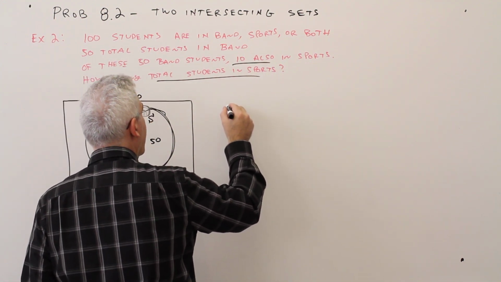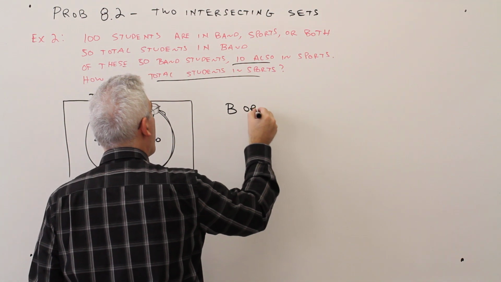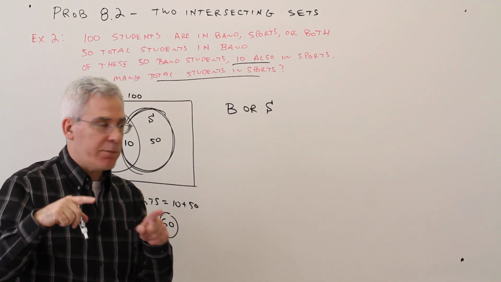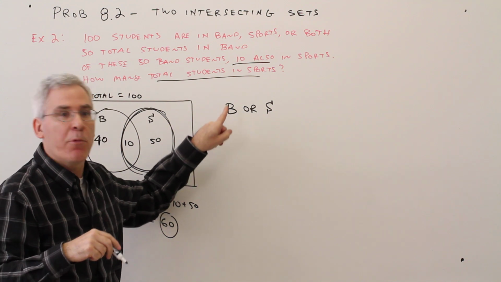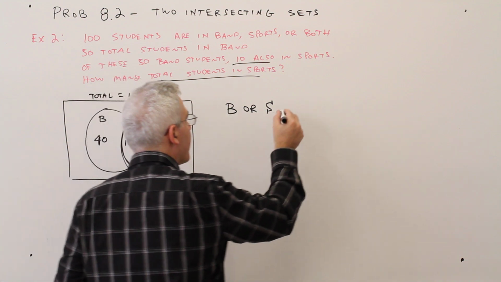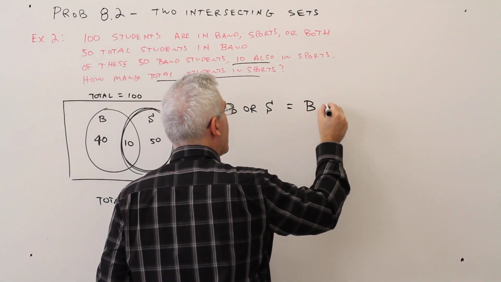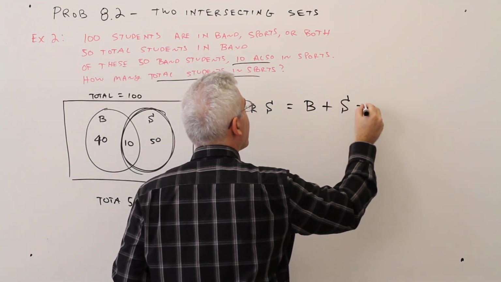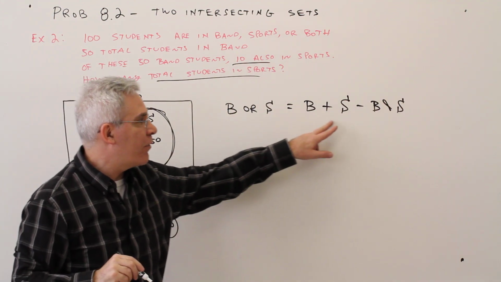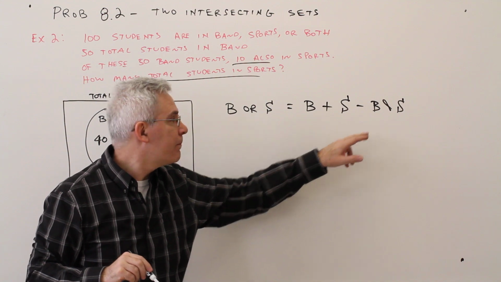The number that are in band or sports, I'm not going to use that notation, that just gets a little bit confusing. So when I put B or S, I mean the number of students in band or the number of students in sports, equals B plus S minus B and S. You add the two circles and subtract the football.